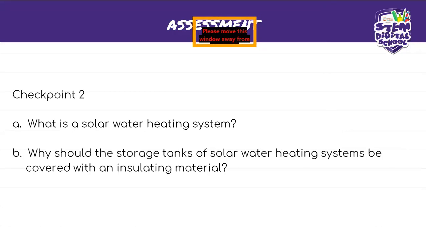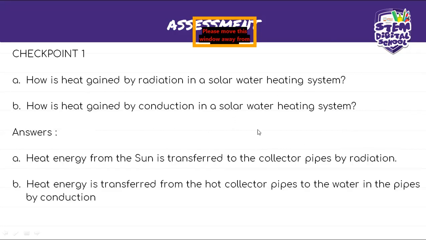All right, now let's do checkpoint two. What is a solar water heating system? Why should the storage tanks of a solar water heating system be covered with an insulating material? I'm very sure about these activities we have been doing, so try to always take pictures or write them down for future reference. Okay, I've seen an answer here. All right, let me quickly go back. This is the previous slide, checkpoint one, with the answers.